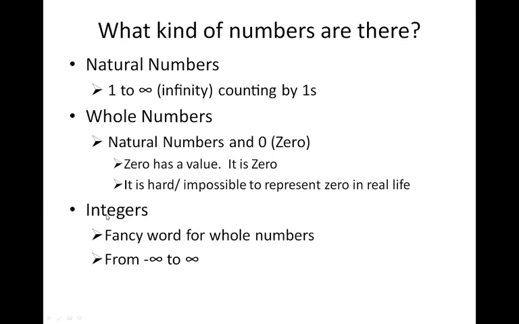The next type of numbers that we're going to talk about are integers. What the heck's an integer? Well, an integer is a fancy word for whole numbers, right? So we're going from natural numbers to whole numbers and into integers. And the only difference between integers and whole numbers is we go from negative infinity to infinity.